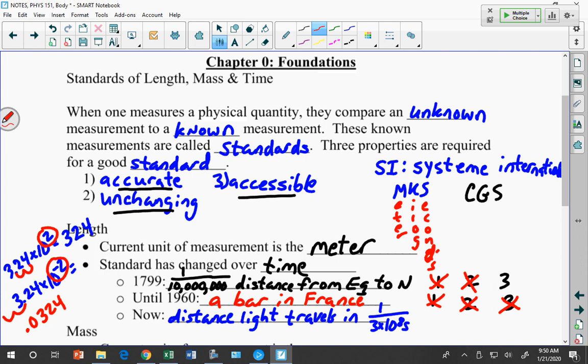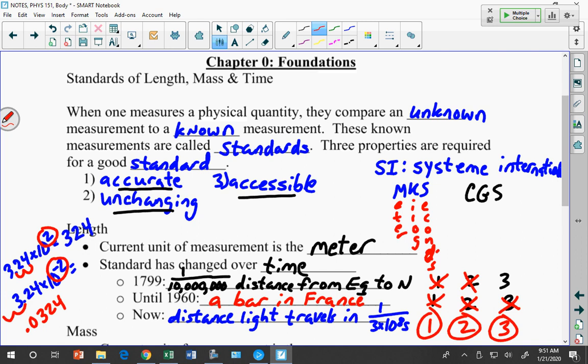Anyway, the distance the light travels. This meets all 3 of the criteria, 1, 2, and 3. It's accurate. We know the speed of light very, very accurately. We can measure it with great, great accuracy. So we know the distance that it travels in a certain amount of time, or the distance that it should travel, very, very accurately. Accurate enough to even use that standard to measure the width of an atom, for example.